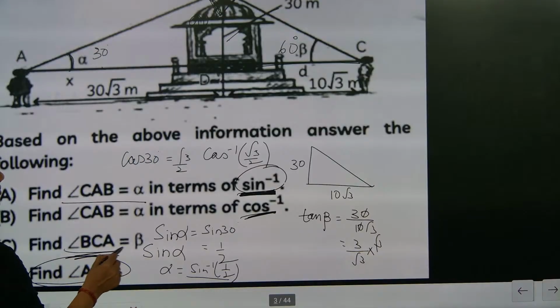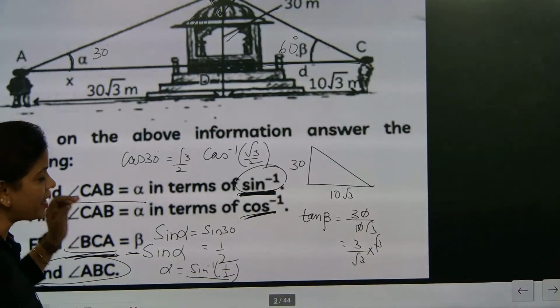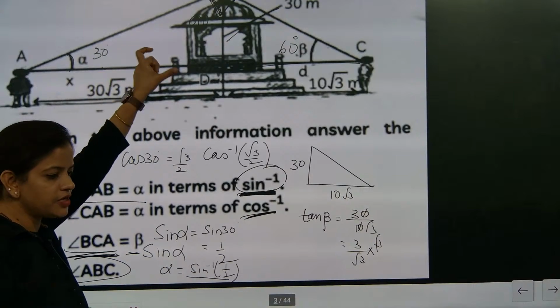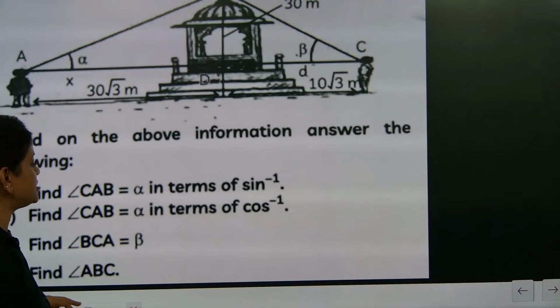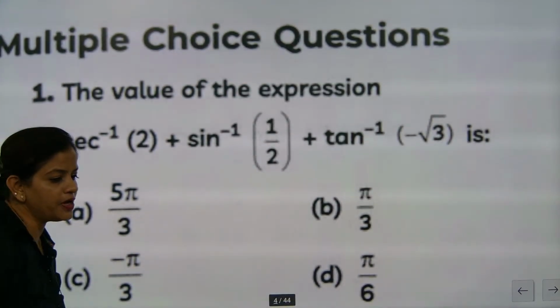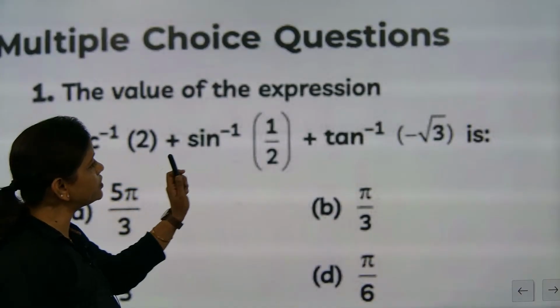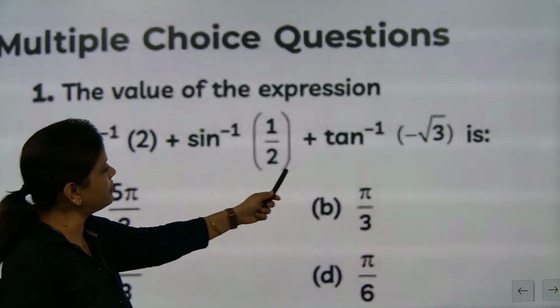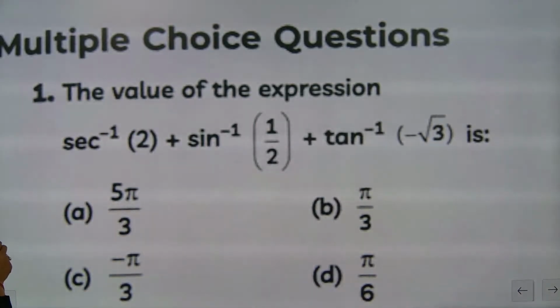Now they are asking for beta angle. Beta angle is coming as 60 degree. So just by solving a little section, we will be able to answer the question. This is one case study for inverse trigonometric functions. Now if questions like this come, will you be able to solve them? Just check this one out. Second: secant inverse 2, sine inverse 1 by 2, tan inverse minus this. So directly we will be solving such questions.